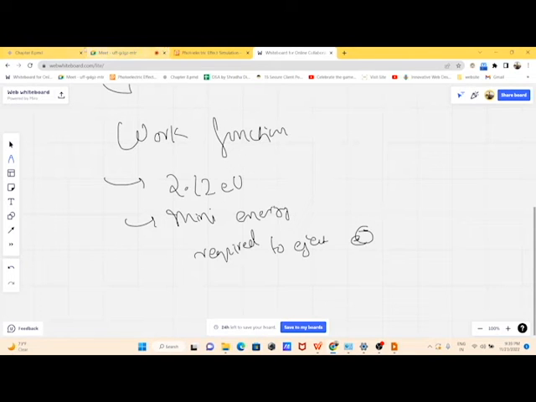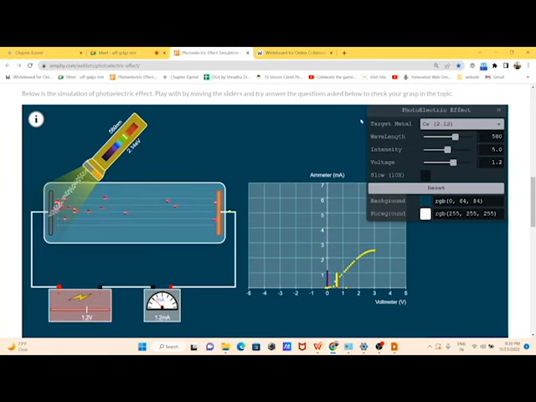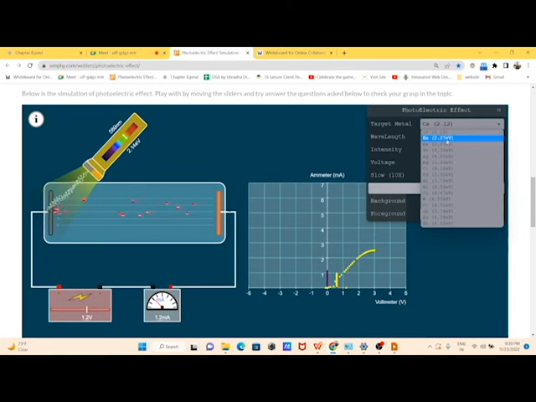Now this minimum is called the work function. For different metals, the work function is different. For sodium it is 2.27, for beryllium it is 2.51, for francium it is 4.36.